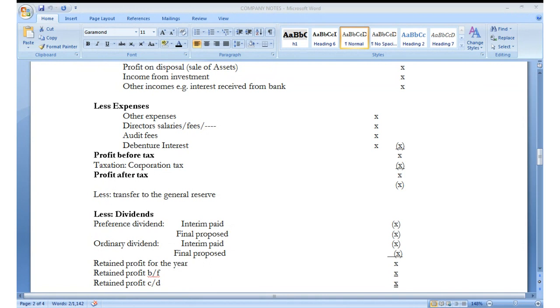Now, remember, we were from profit after tax, then we less transfer to general reserve, then we less those dividends. Then what we get, we refer to it as retained profit for the year. So retained profit for the year is after subtracting general reserve, and then after subtracting all those dividends, we get now the retained profit for the year. Now the section from after the profit before tax, from taxation, that is the appropriation account that we were talking about.